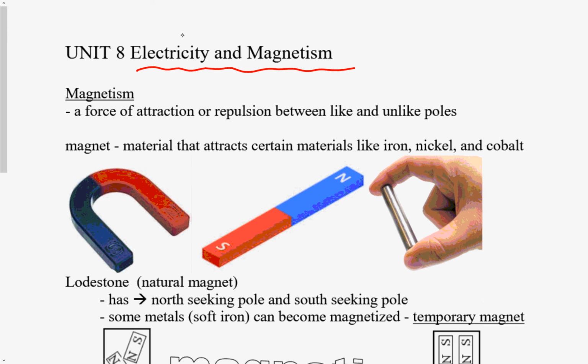A magnet is a material that attracts certain materials like iron, nickel, and cobalt. And usually what we have in mind are magnets like what we see on the screen, the traditional horseshoe magnet. Or here, this is a bar magnet. And this last one, the end, is actually what's known as a cow magnet. And obviously enough, the name describes it.